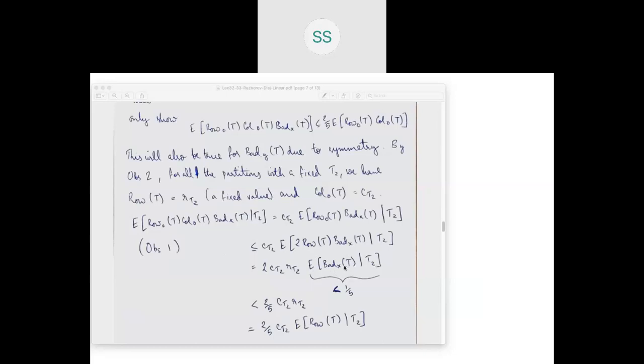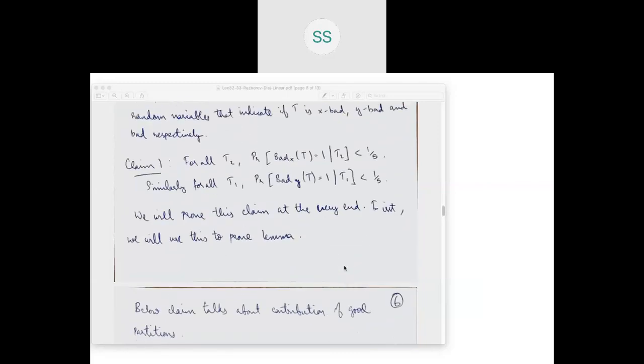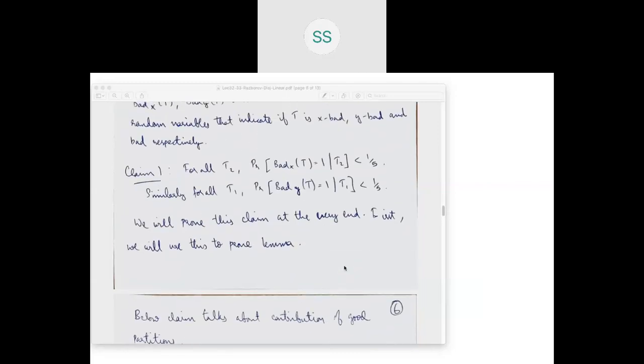Okay, what is the expectation of bad xt? The expectation of bad xt is an indicator random variable. It's a 0-1 random variable. So the expectation of bad xt given T2 is the same as the probability that bad xt is equal to 1 given T2.